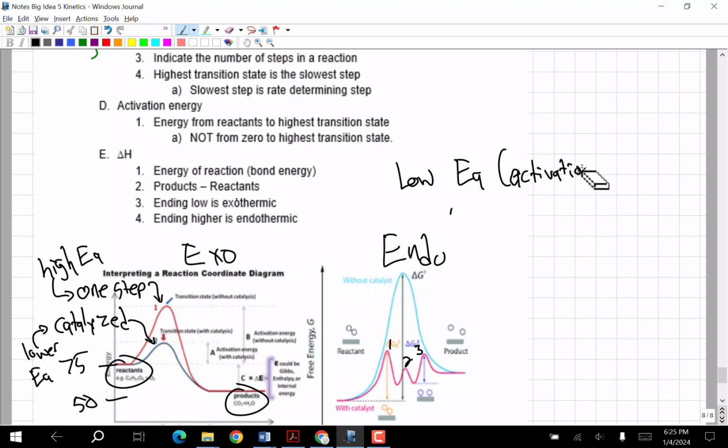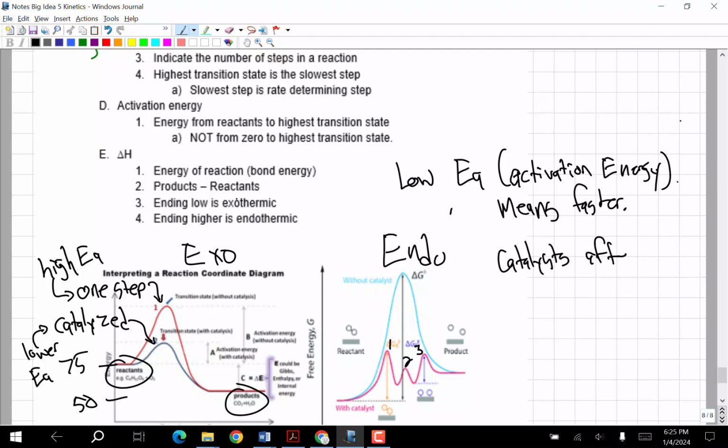Low activation energy means faster. Now remember, being faster helps a ton when we're dealing with kinetics, but it has to affect the slowest step. So catalysts affect the slowest step.